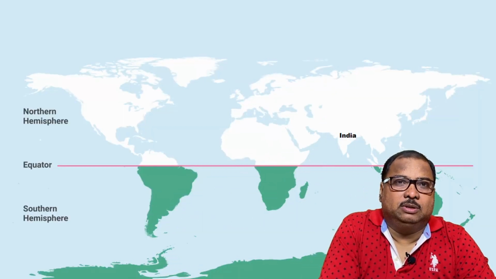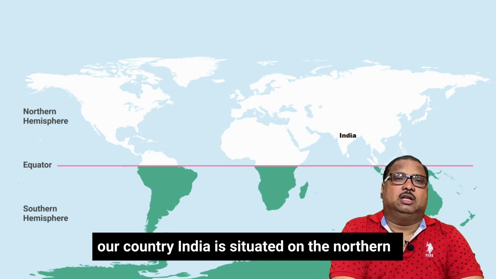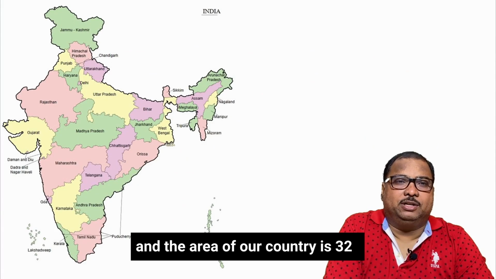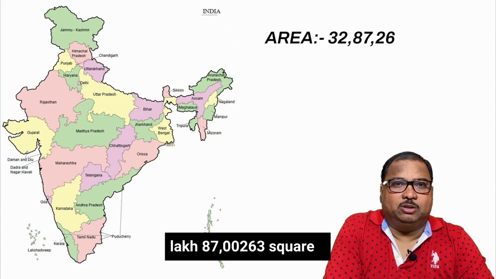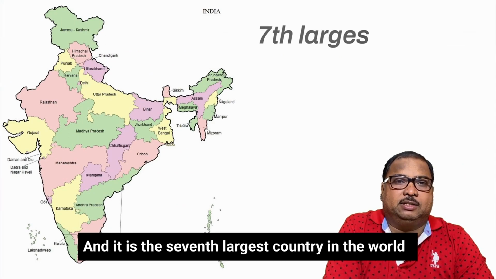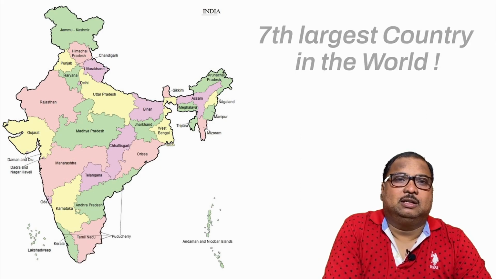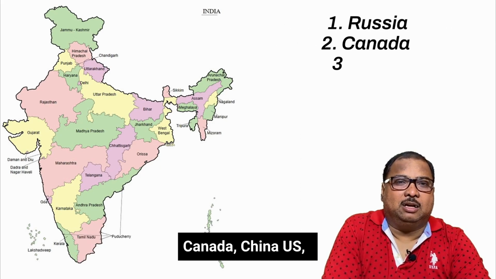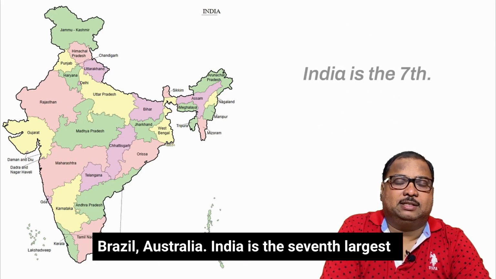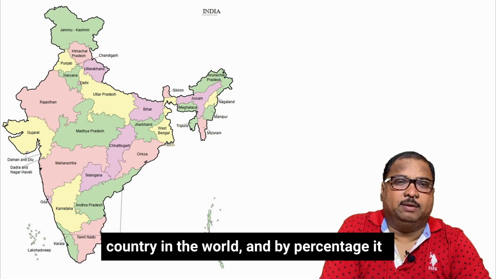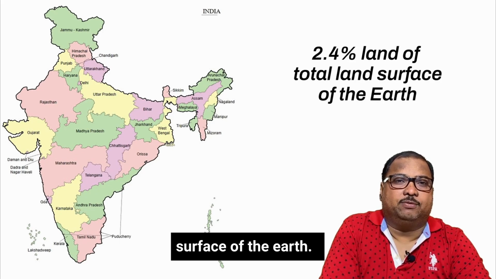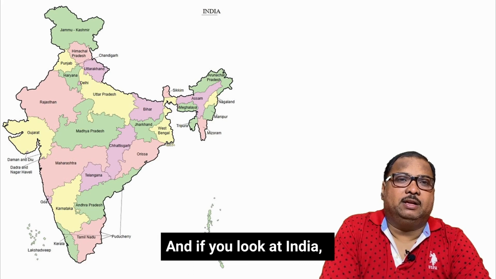As you all know, our country India is situated on the northern hemisphere and the area of our country is 32,87,263 square kilometer, and it is the 7th largest country in the world after Russia, Canada, China, US, Brazil, Australia. By percentage it occupies 2.4% land of the total land surface of the earth.